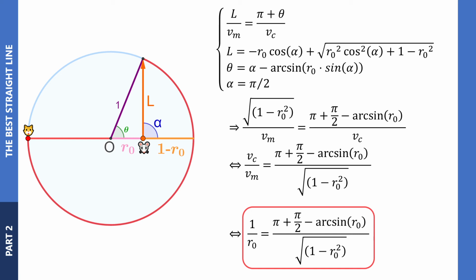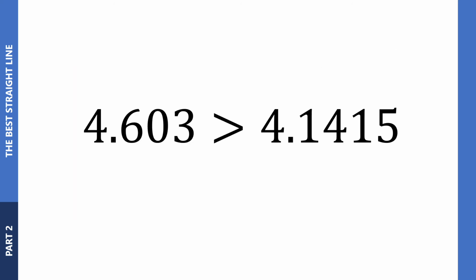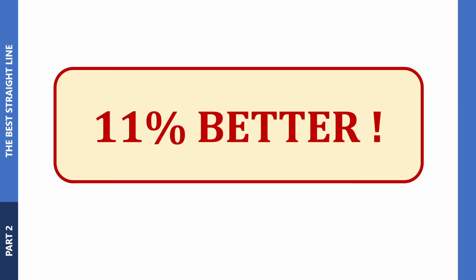We can, however, use a numerical solver to get an approximate answer. Yes, and if we do so, we get a ratio of about 4.603. Yeah, that's 11% better! Great, yay! 11%!